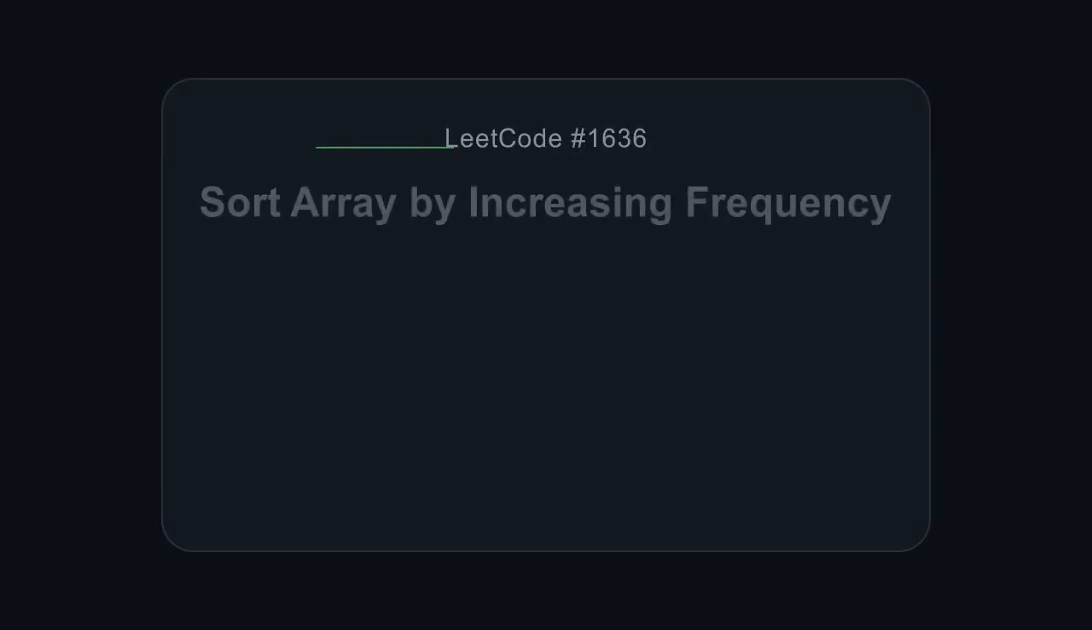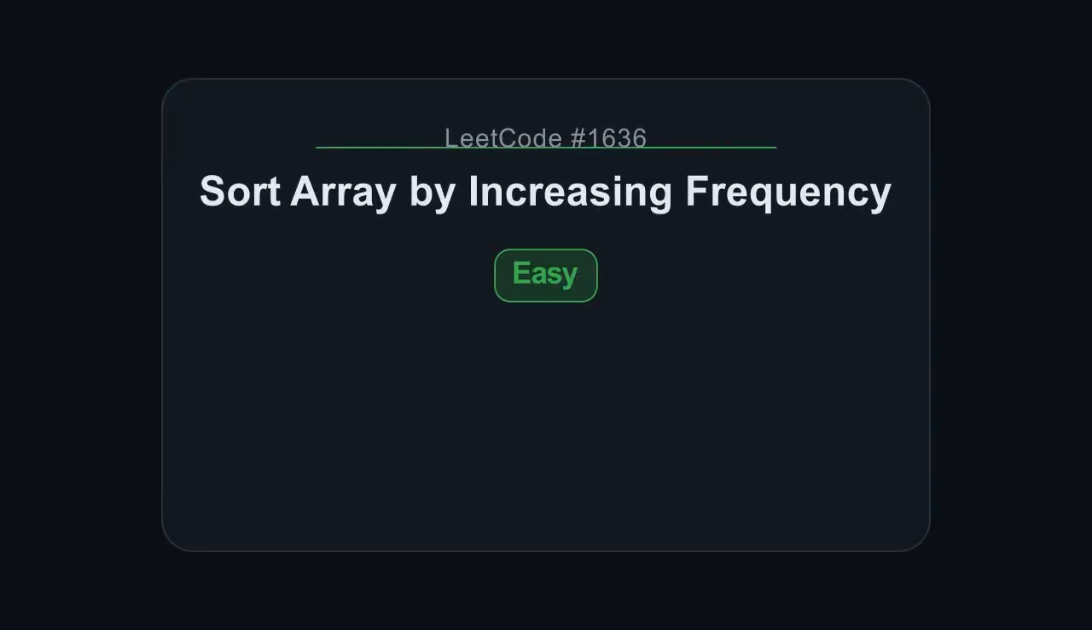You'll spot this pattern when a problem requires sorting based on some derived property of elements, like frequency, or when there's a multi-level sorting criteria. The signal is usually an array or list that needs a specific, non-default ordering, often coupled with a need to count or categorize elements first.